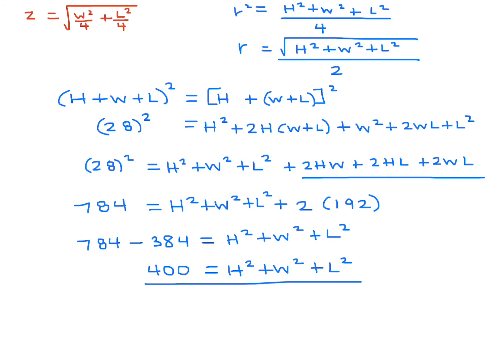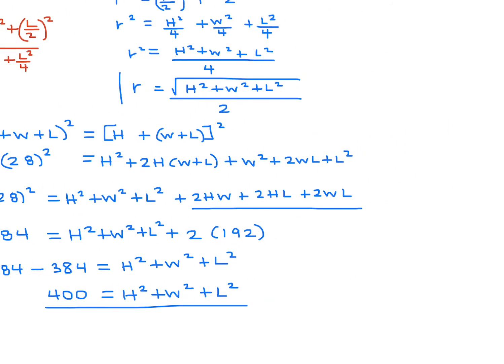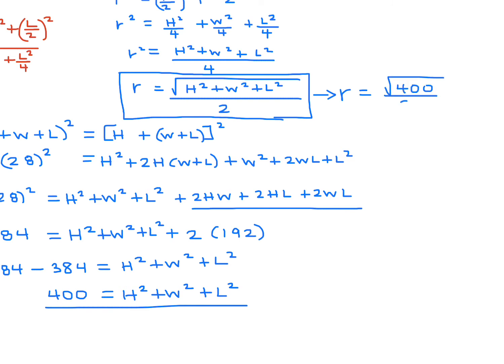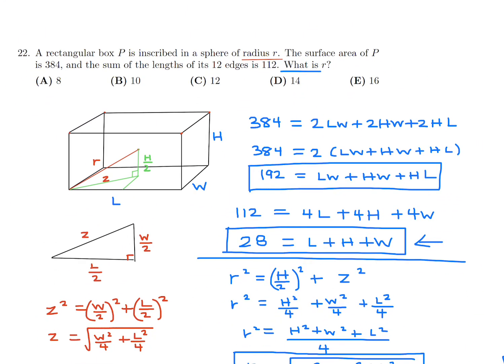Now we just take this, substitute it up here, right here. So R is equal to the square root of 400 over 2. Square root of 400 is 20 divided by 2, and therefore 10. And there you go. That's the answer. That's what they were looking for, the radius. What is r? And the answer is 10. So 22, the answer is B.